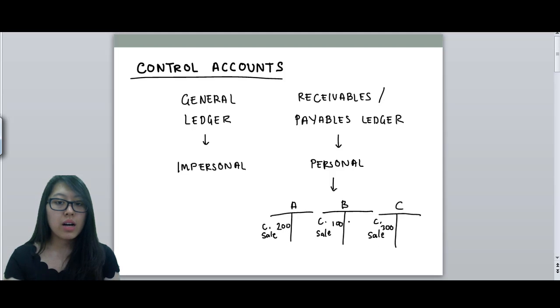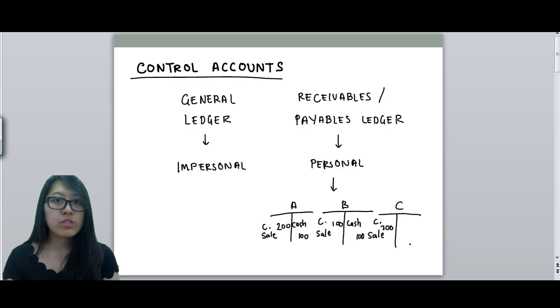Now, let's say customer A has already paid off some of that credit sale and has only paid $100. Customer B has paid off the whole thing, whereas customer C has not paid me yet, so I'm just going to leave it blank.